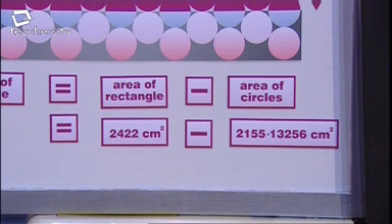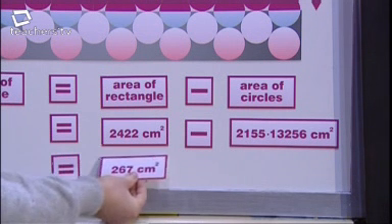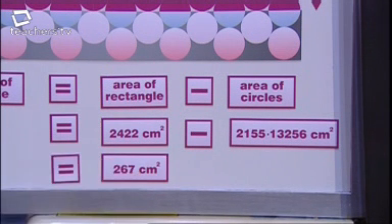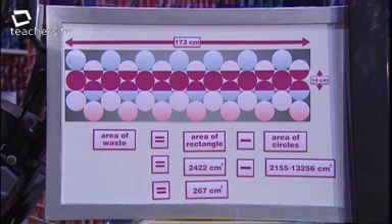Now, to work out the area of waste, I need to subtract the area of the circles from the area of the rectangle, and that equals 267 to the nearest whole centimetre squared. Ooh. That's the waste produced in one row.